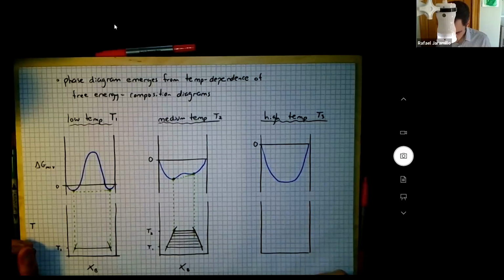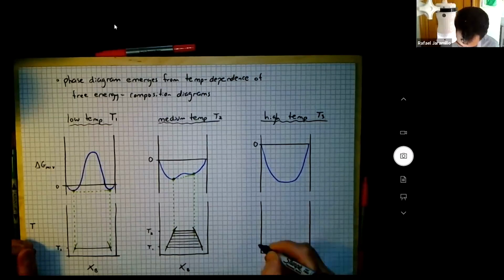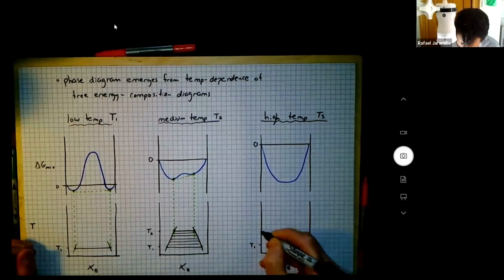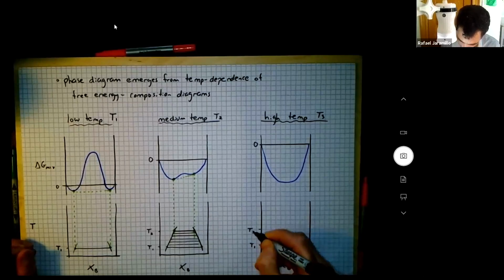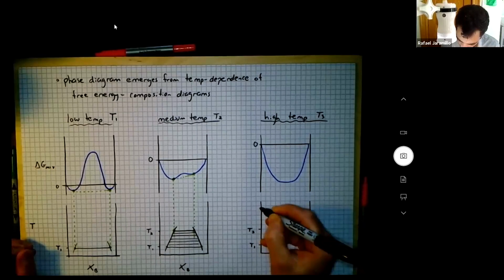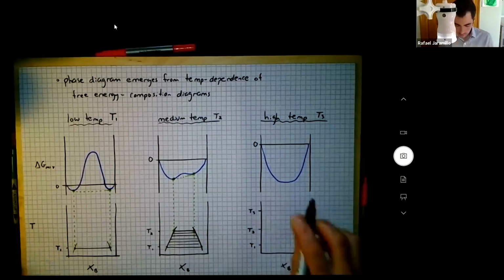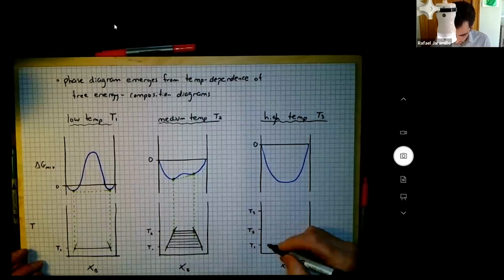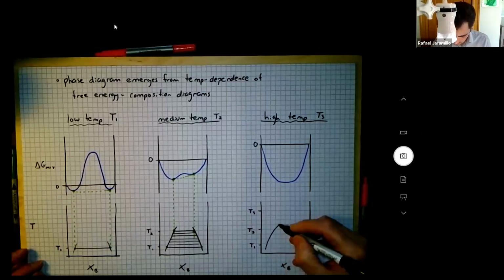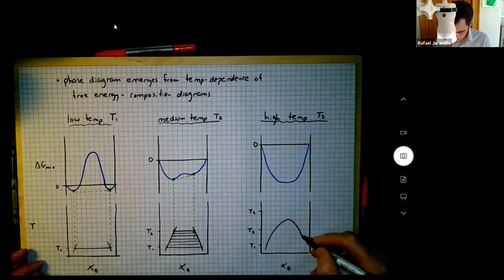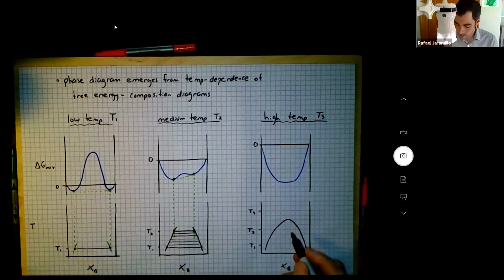Here's X_B. Here's T1. Here's T2. And let's say this up here is T3. And I'm just going to sketch this now. Let's see, we have, right. So now my two-phase region has closed. And I have finished drawing my spinodal phase diagram.